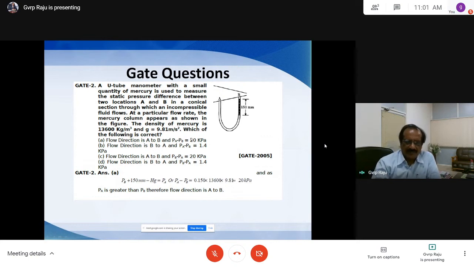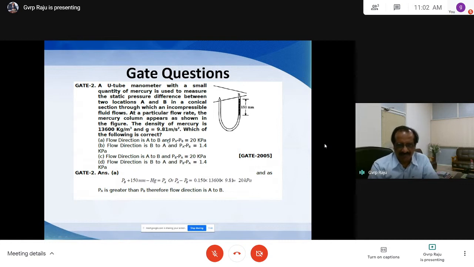Even myself I am going for C, but the flow direction is A to B. The flow direction is A to B, and PA minus PB is 20 here, not PB minus PA. A small difference here. So when the flow direction is A to B, in other words, the pressure at A is more than pressure at B. So when the pressure at A is more than pressure at B, then PA minus PB is equal to 20, not PB minus PA.